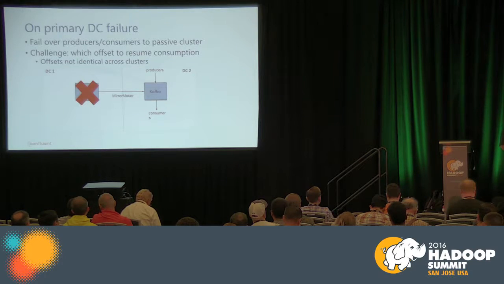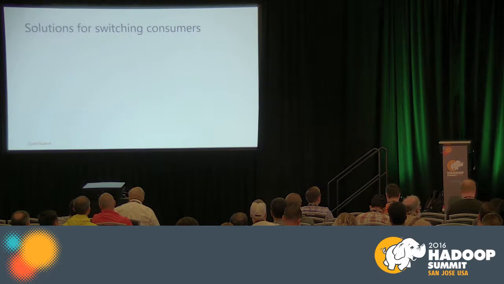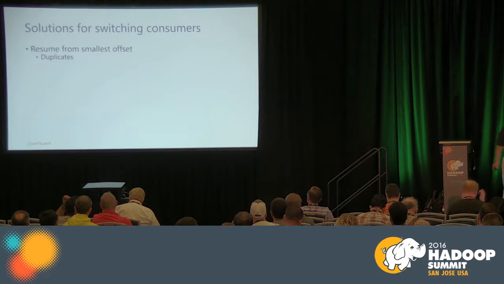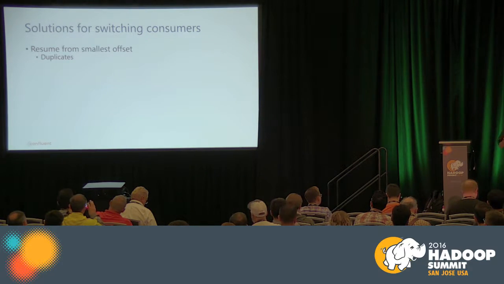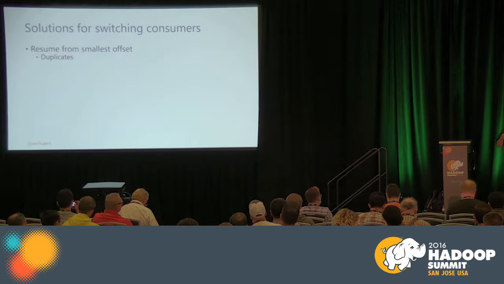We don't have perfect solutions right now, but these are some of the possibilities. The first thing you can say is, when I flip over to the new cluster, I will just consume from the beginning, or consume from the smallest offset there. With this setup, you're guaranteed you won't be missing any data. You will be re-getting everything again. But if you retain the data for a long period of time, then you can get lots of duplicates, which could be an issue.